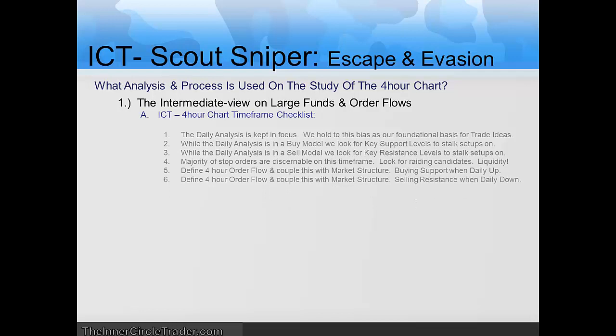And conversely, the same thing could be said in reverse when a 4-hour order flow is coupled with the market structure. Okay, you're going to be selling resistance when the daily is down. Look for reaction levels within the daily directional premise or bias. That means your 4-hour chart's going to see quick sudden rallies or declines. Okay, ideally those moves will be in the same direction that you have arrived at for a bias on your daily chart. If it's not, you don't trade it.